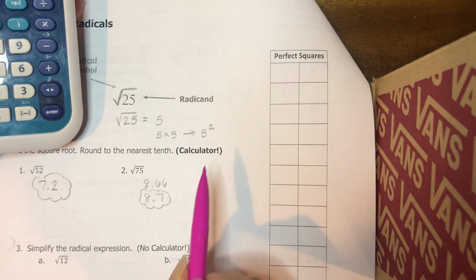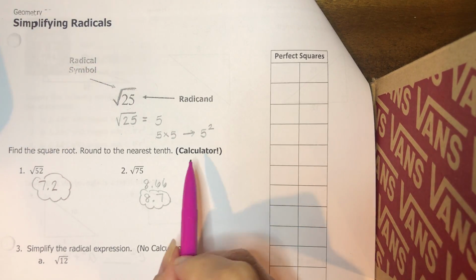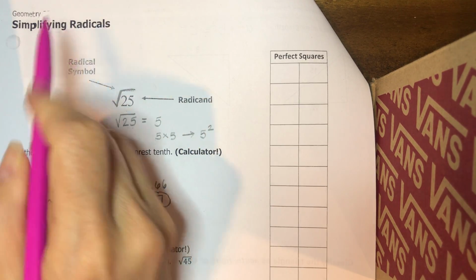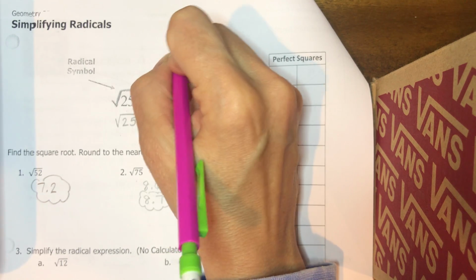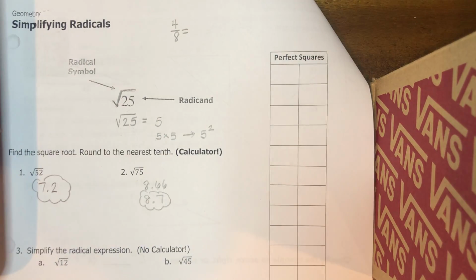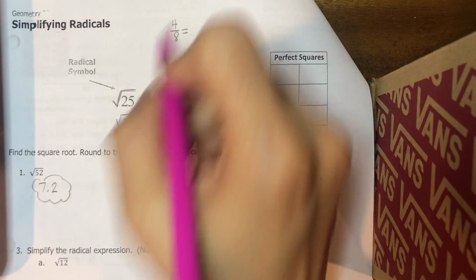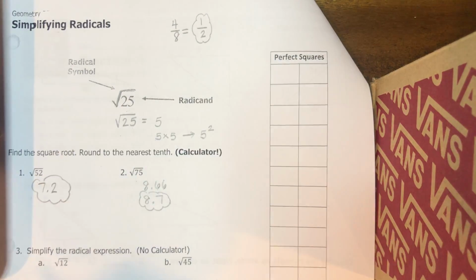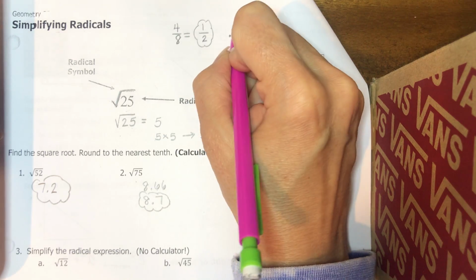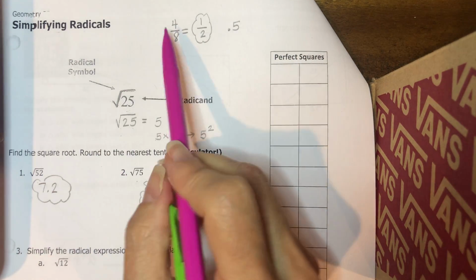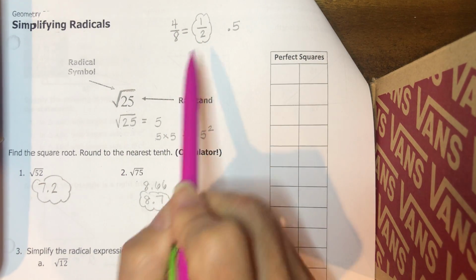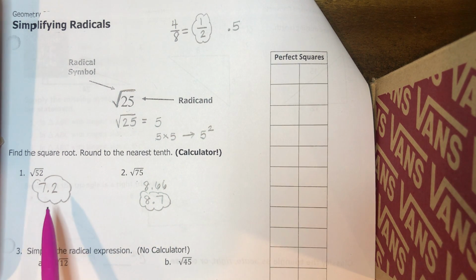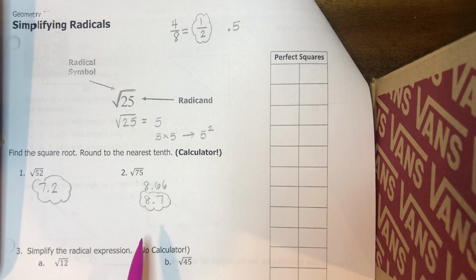Not everything's going to be that easy. What we want to do is simplify our radical. Just like if I gave you the fraction 4/8 and I said simplify it, you would want to reduce that to 1/2. 1/2 is really the same thing as 0.5 in your calculator, but I just wanted to simplify it. So now we're going to take a look at a way where we can use numbers to help us simplify.